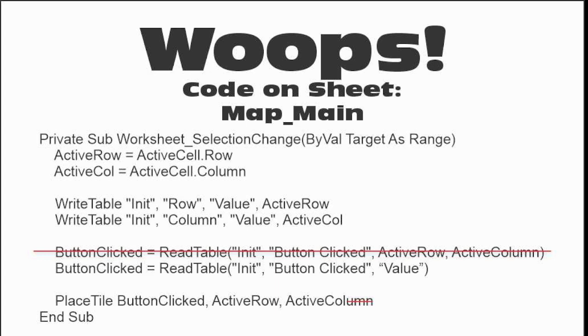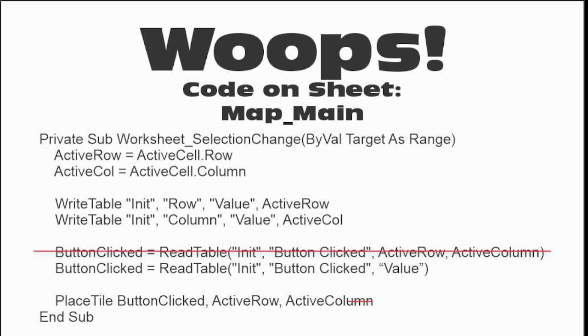Then also on the play style button clicked, active row, active column, it should have said active col, not active column. Those two errors caused that if you clicked on your map, it would bomb out and give you an error. Everything else ran fine. Just by doing these fixes, that should get your map and everything running smoothly now.